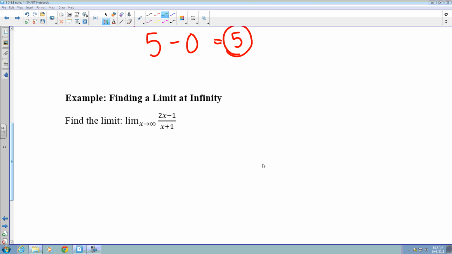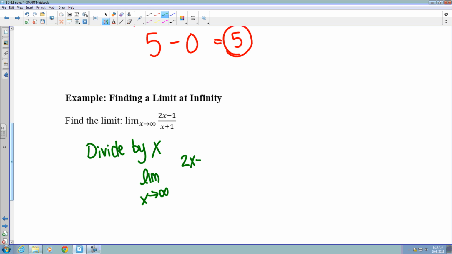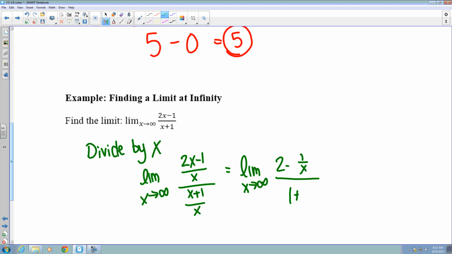So what we have to do, it's a little trick, we're going to divide the whole thing, top and bottom, by x. So we have the limit as x approaches infinity of 2x minus 1 divided by x over x plus 1 over x. Simplify. 2 minus 1 over x over 1 plus 1 over x.